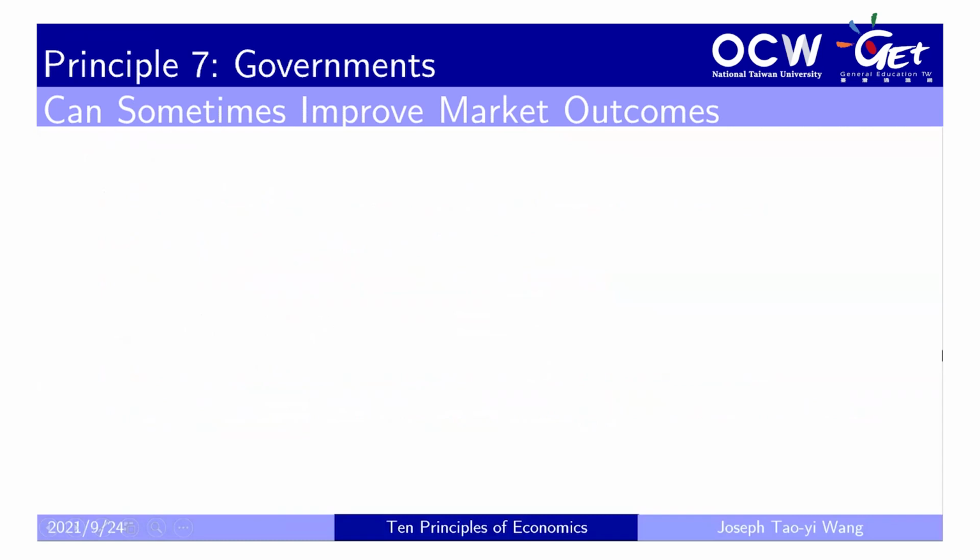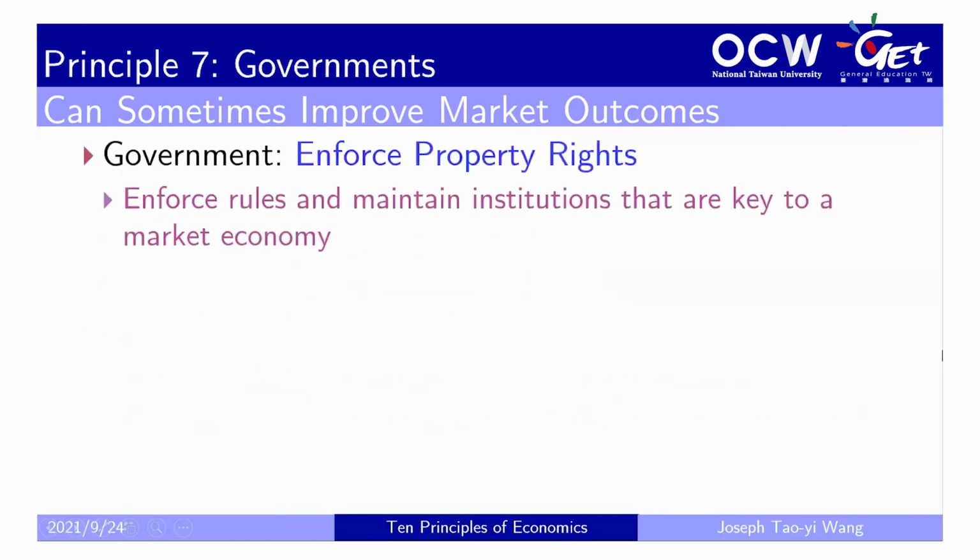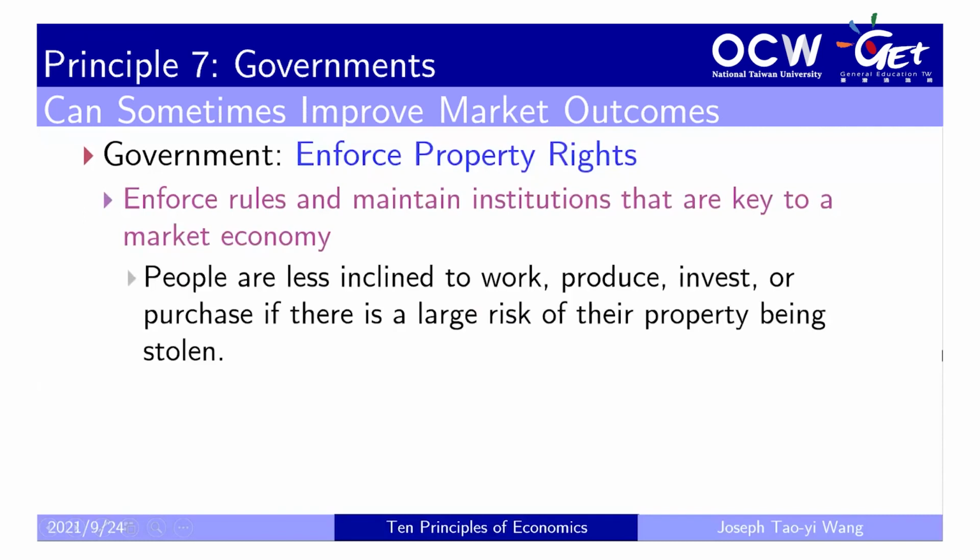Okay, so principle 7: governments can sometimes improve market outcomes. Even if you believe in the free market, one thing is required to make markets work, which is property rights. You need to enforce rules and maintain institutions that are required for a market economy. Suppose your property could be stolen, then of course there's no point to work, produce, invest, or save, because tomorrow it might be stolen by somebody else.